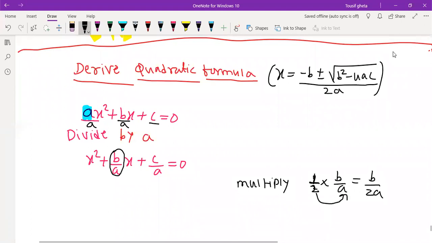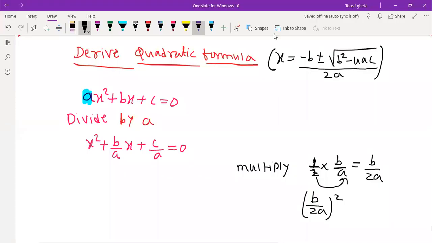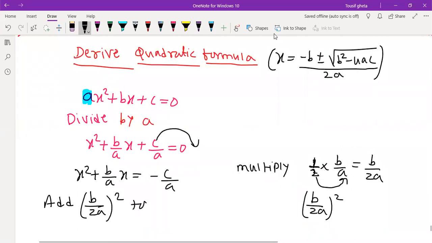Okay. Next step. Then what we should do? We should take the square of that, b by 2a square of that we should take, and we should add it. Few things I will erase. Take this one here. And add b by 2a whole square to both sides.